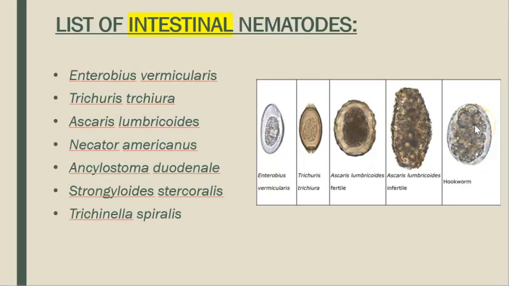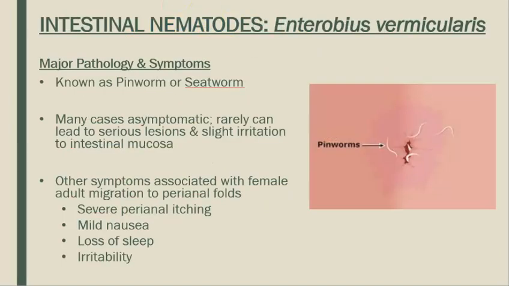Again, we're going to talk about these a little bit later on. So let's jump right in with our first intestinal nematode. We're going to talk about Enterobius vermicularis. This is also known as our pinworm or our seatworm, but most often you're just going to hear it referred to as a pinworm. In most cases, you'll have asymptomatic patients.